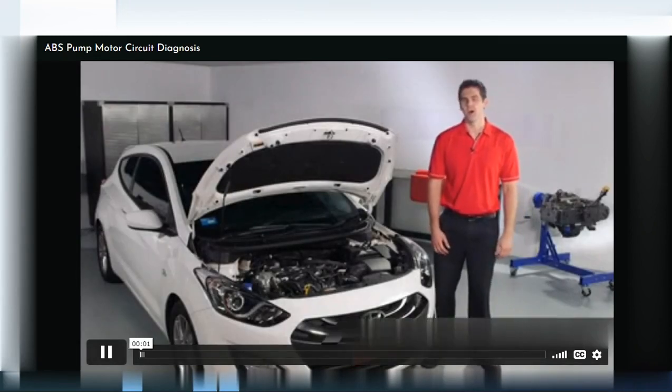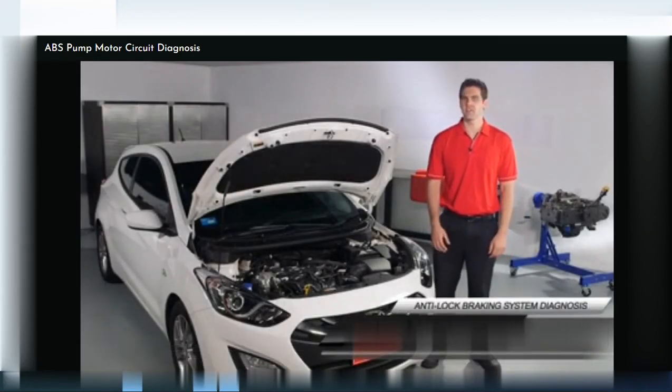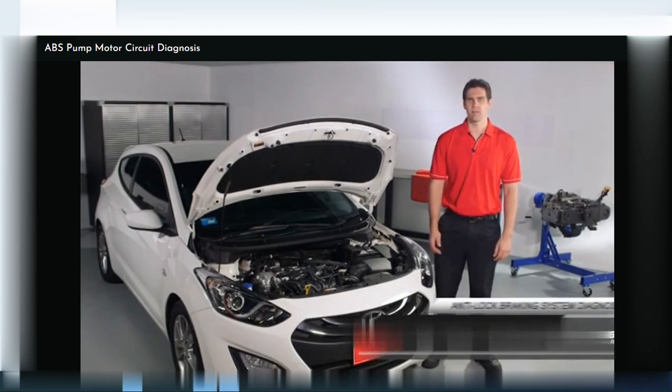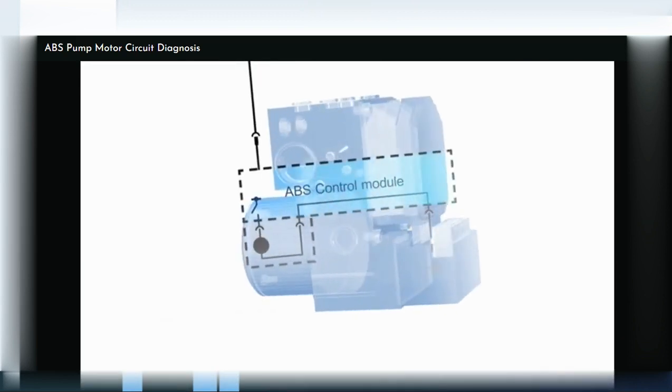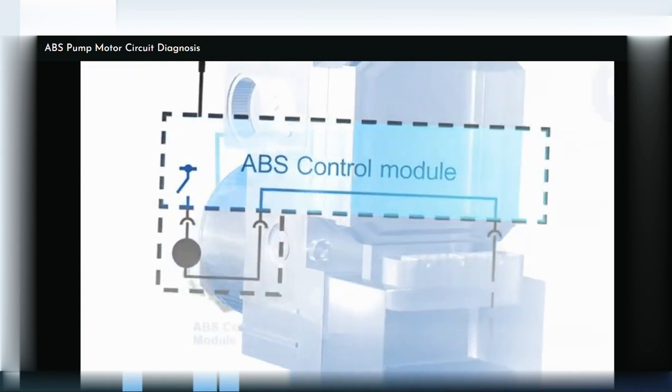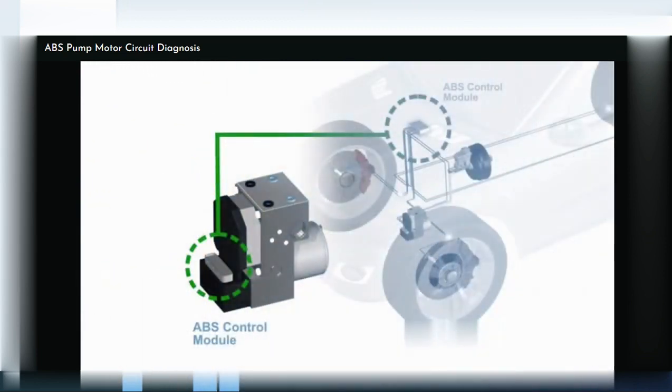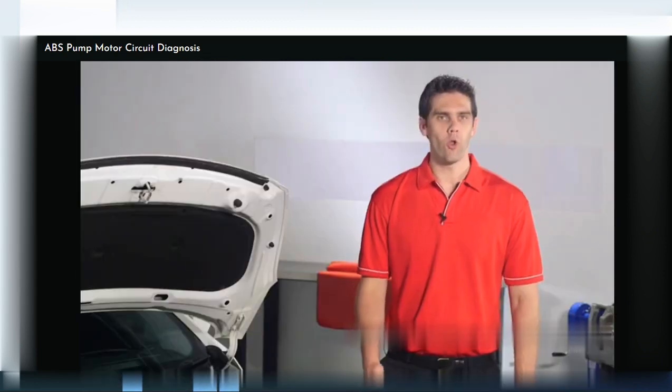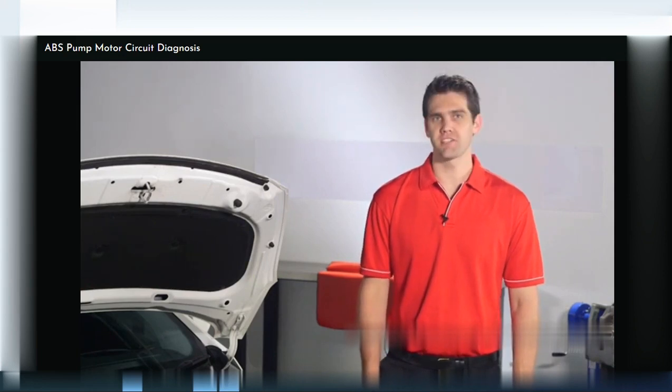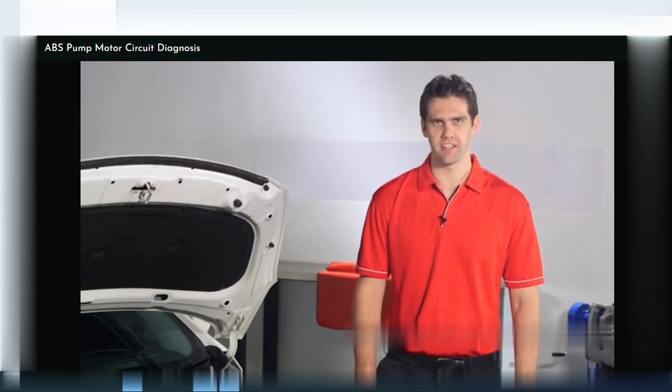In this video, I'll be covering DTCs C0110, C0267 and C0268, ABS pump circuit malfunction. The schematics and procedures shown in this video are typical of most systems. Always refer to the manufacturer's specifications for the correct schematic.